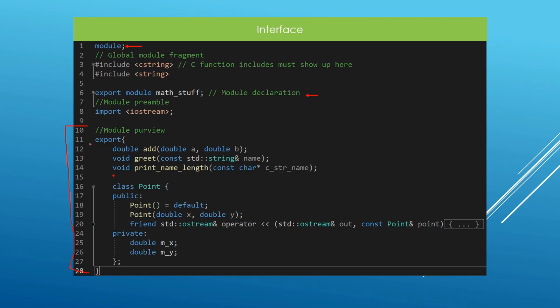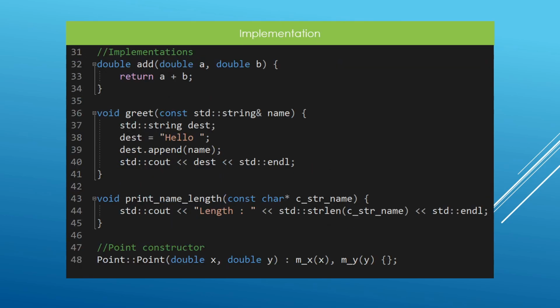But in the purview, if you look carefully, you will see that we just have declarations. We don't have implementations. We have the add function here declared, the greet function, the print name length function, but the implementations are nowhere to be seen in this export block. And this is one way you can organize your code. The implementations are still going to show up in the same file, but they won't be in the export block.